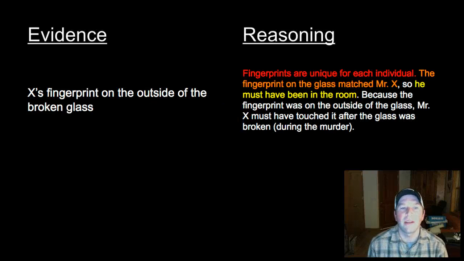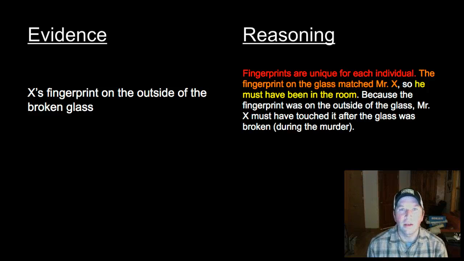So here's some evidence. If I found that Mr. X's fingerprint was on the outside of a broken piece of glass in the room, then what I would have to do is explain that. So I could use a general scientific principle, which is that fingerprints are unique for each individual. Right? That's like a general rule.